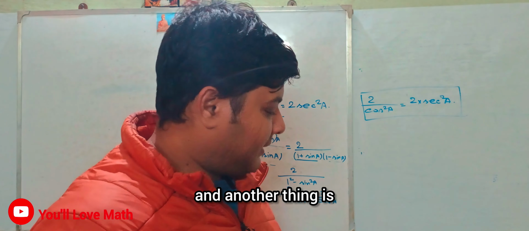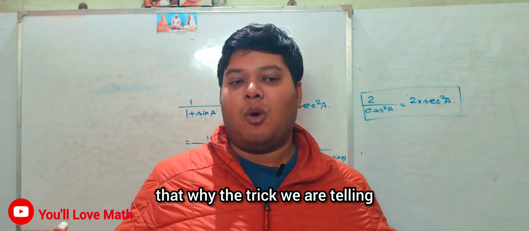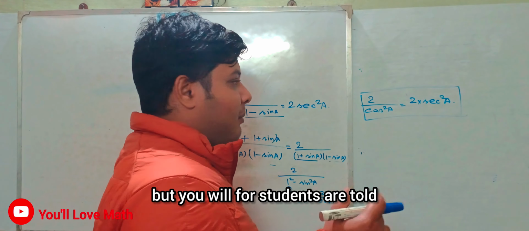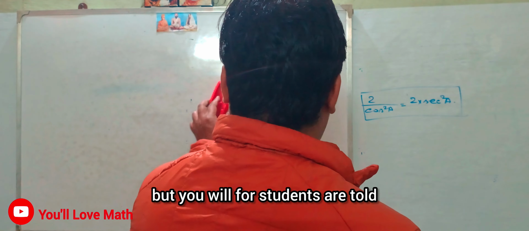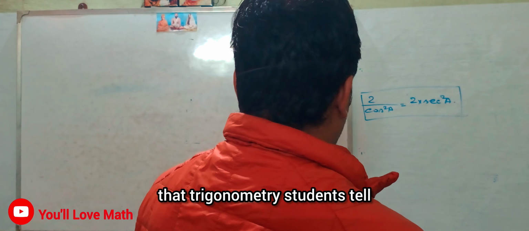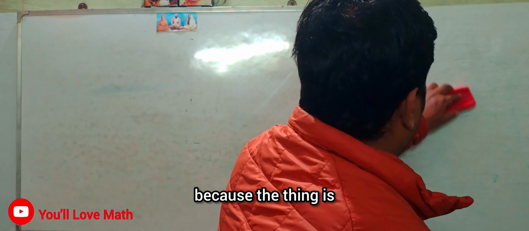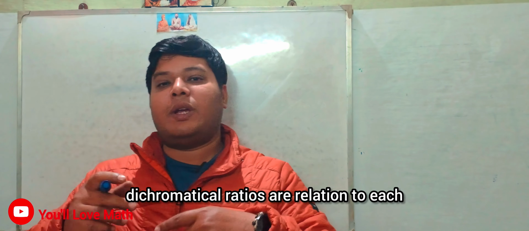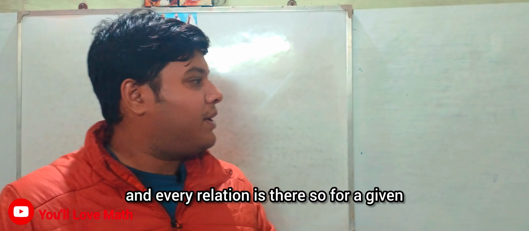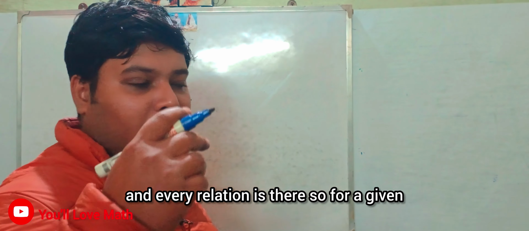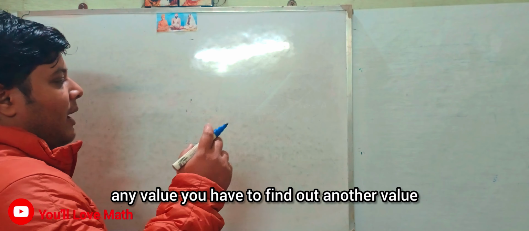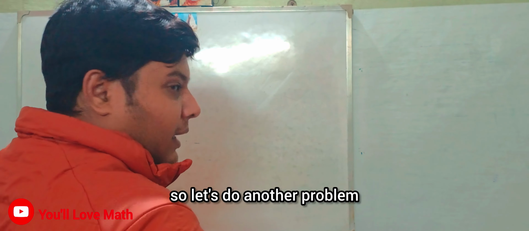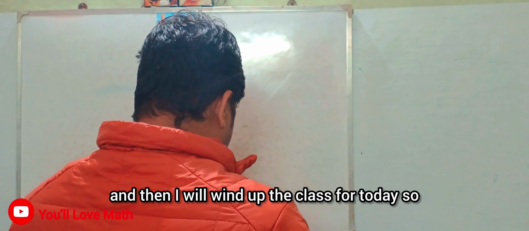And another thing: I am not saying that trigonometry is complex, but students say that trigonometry is complex because trigonometrical ratios are related to each and every one. Each and every relation is there. So for any given value, you have to find out another value. So let's do another problem and then I will wind up the class for today.